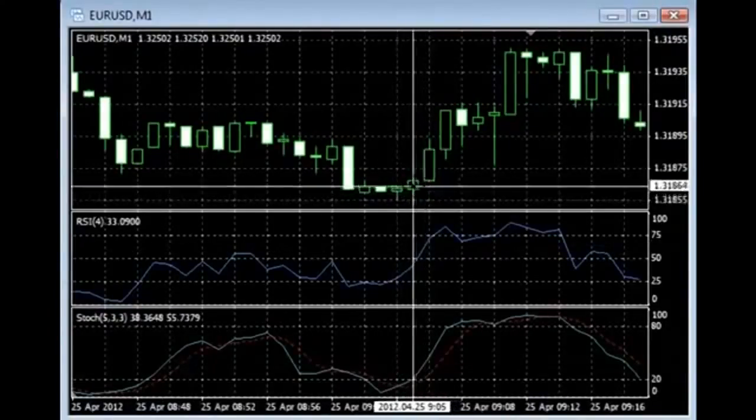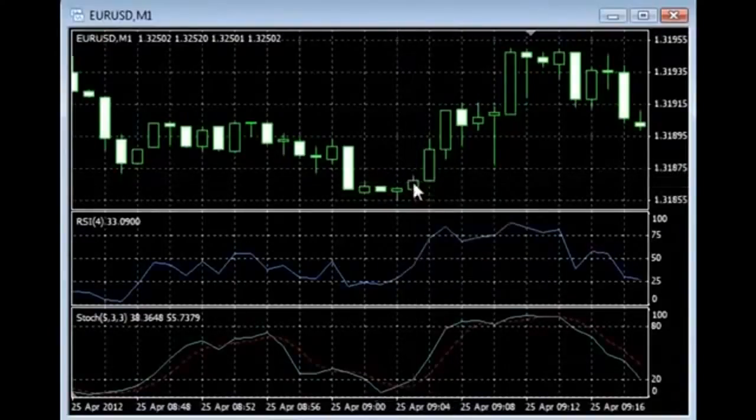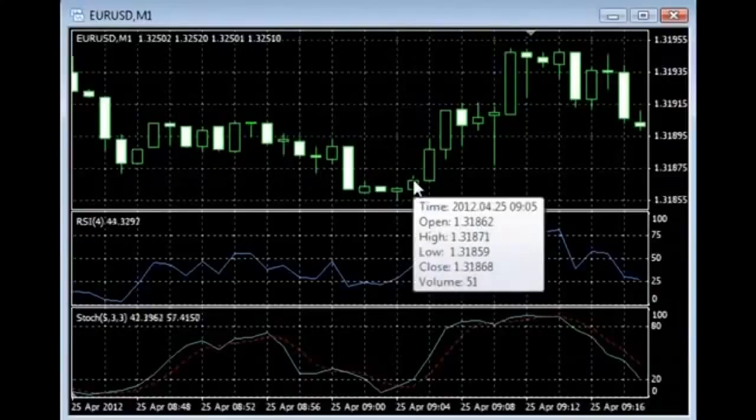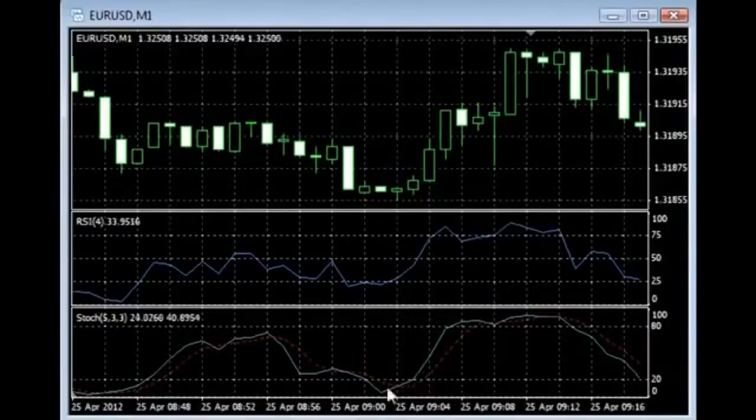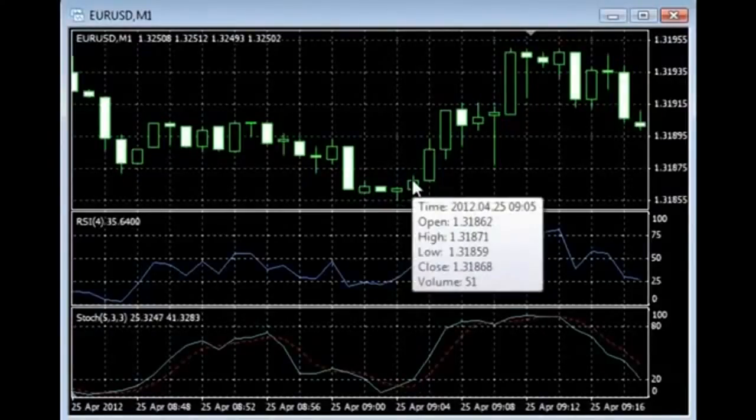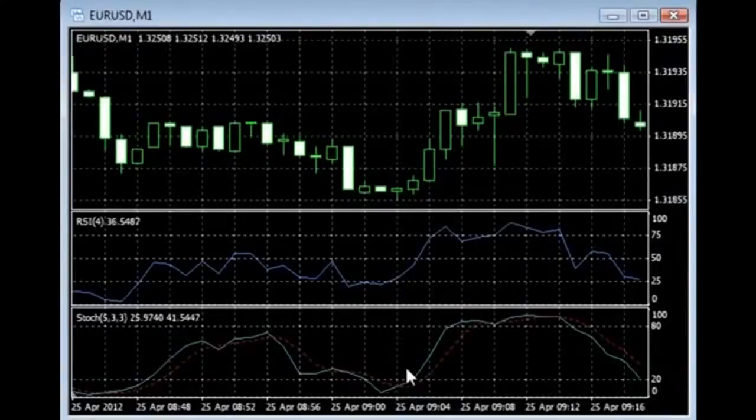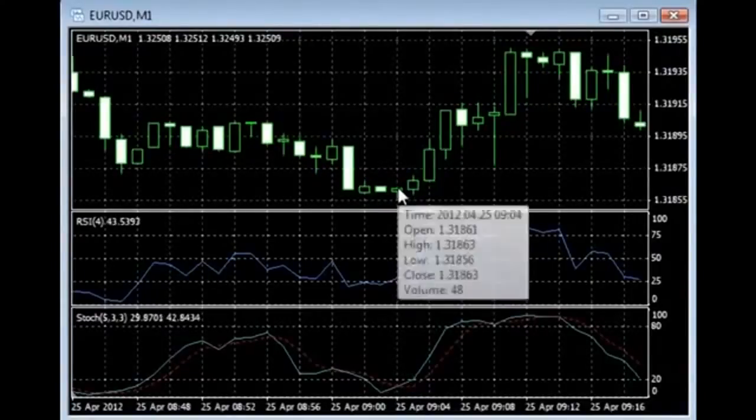Now it does that right here, and this is the 9:05 candle. And the 9:05 candle closes with a price of 131.86.8. And you have a clear cross of the stochastic at that point. This is where we are going to decide to enter a trade. This is telling us that with the cross of the stochastic, we should be in a buy situation.